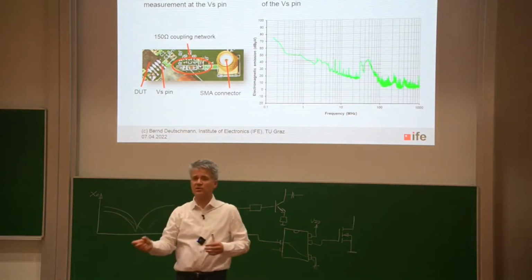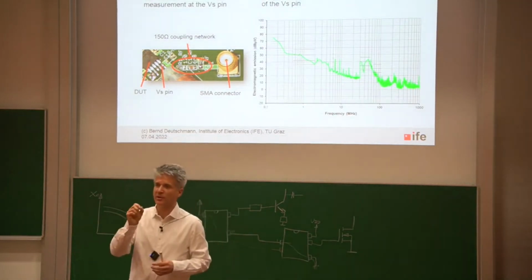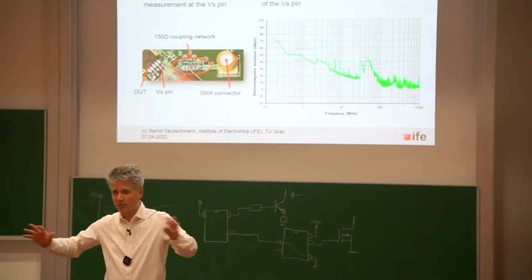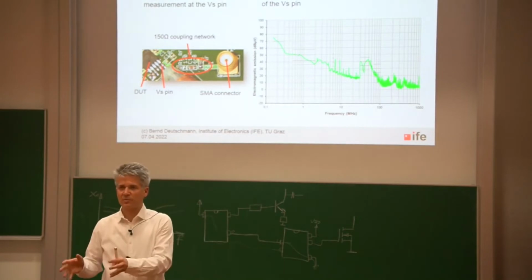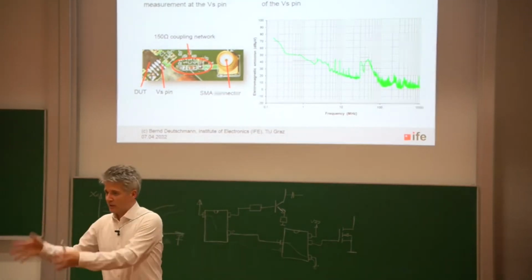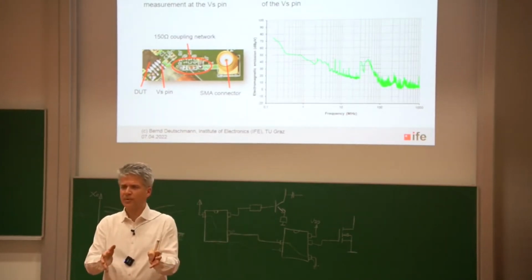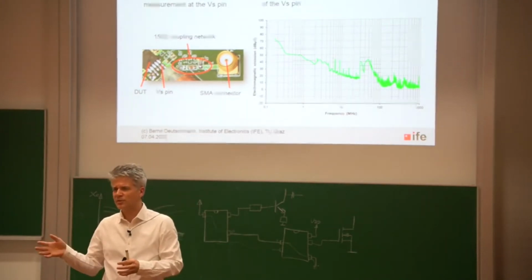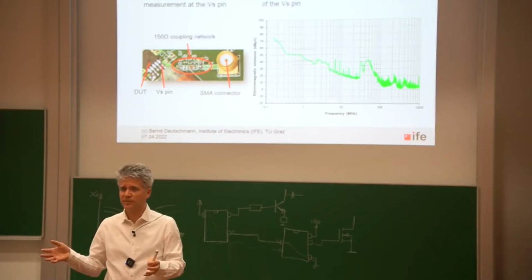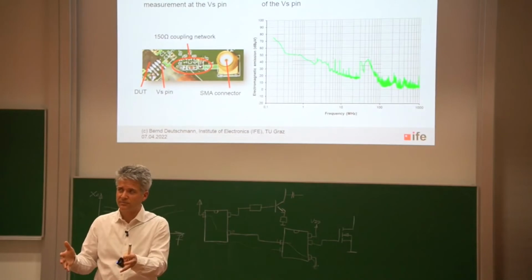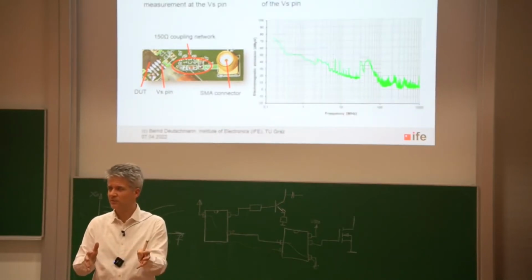Why do we have to change the resolution bandwidth of our input filter? Each spectrum analyzer or EMI receiver has different input filters. The spectrum analyzers usually have 10 kilohertz, 100 kilohertz, 1 megahertz or something, or 100 hertz. The EMI receivers have different values. They have 9 kilohertz, 120 kilohertz, I think also 1 megahertz.